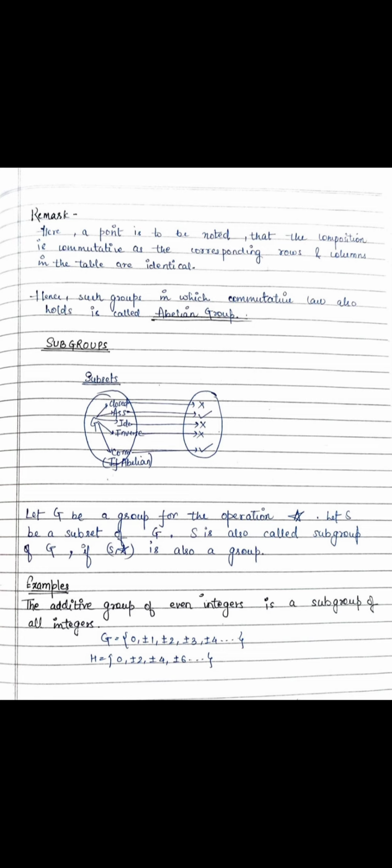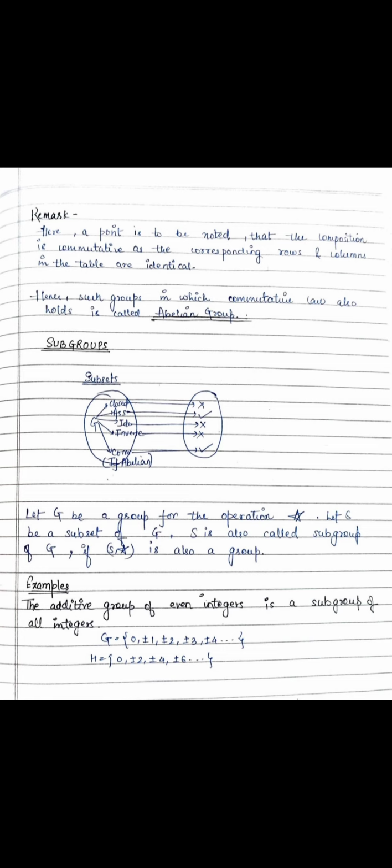Now coming on to the subgroup. What is a subgroup? If G is a group for the operation star and S is a subset of G, then S is called a subgroup of G if S under star is also a group. Now we'll understand what a subgroup is using this example.